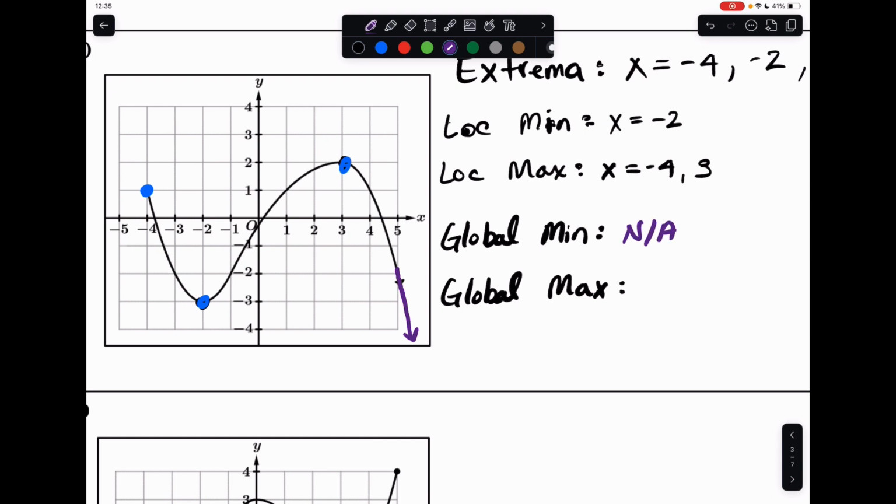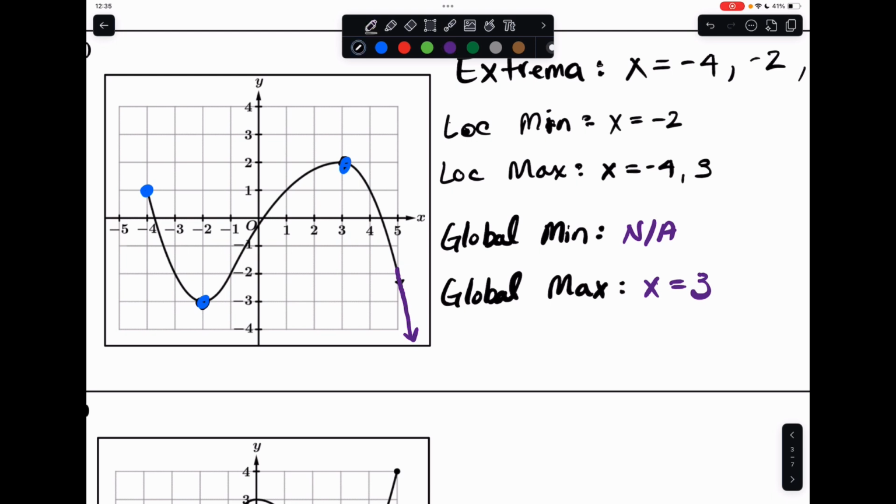Now, what about the absolute max, the global max? Well, we have a local max at -4, which is this point right there, and at 3, which is that point right there. And we look at the graph. This local max has a y value of 1, and this local max has a y value of 2. We can clearly see that this point is higher than that point over here. So our absolute max will be located at 3.